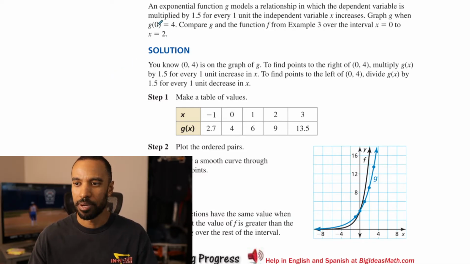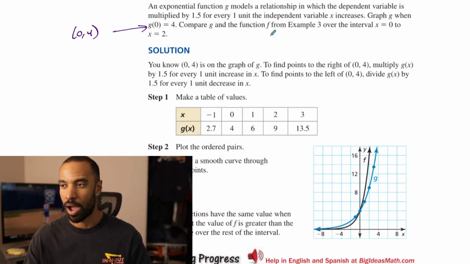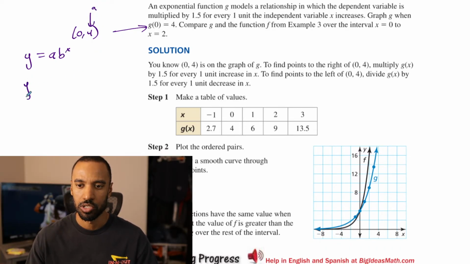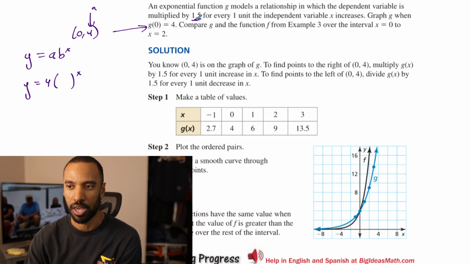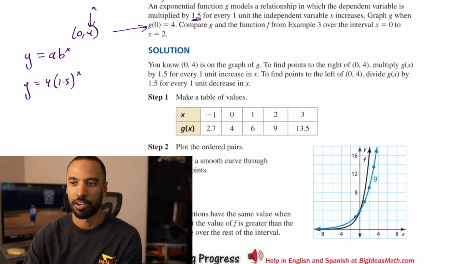But what's happening here? g of 0 equals 4 means there's a point that's (0, 4). We understand in a non-translated y equals ab to the x graph that the a value is your y-intercept. So this is y equals 4 times some b value raised to the x power. The b value is what we're multiplying by each time x increases by 1. That's 1.5. This ends up being our function, g of x.